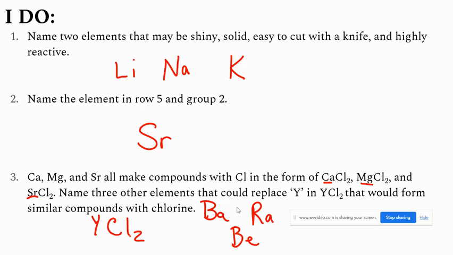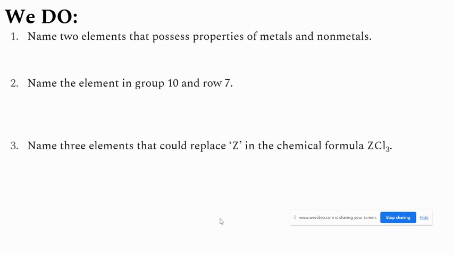So we got some stuff coming to you. But right now, if they're in the same column, they're going to have the same properties. Okay? Same ratios. So name 3 other elements. We named 3. We're good? Yes. All right.